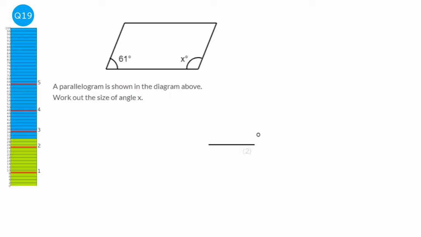So adjacent angles in a parallelogram add up to 180, and the reason for that is that we've got a set of parallel lines here, and both of these angles are within that set of parallel sides, so they're actually co-interior, or allied angles, whichever you choose to call them, and so we know that they're going to add up to 180. So we're going to do 180, take away the 61 we already have there, which is 119. So our answer is 119 degrees.